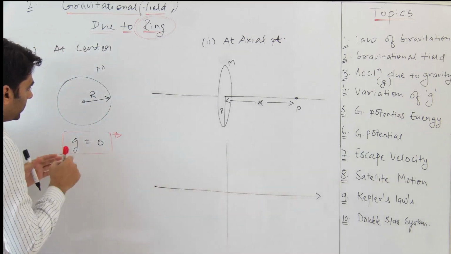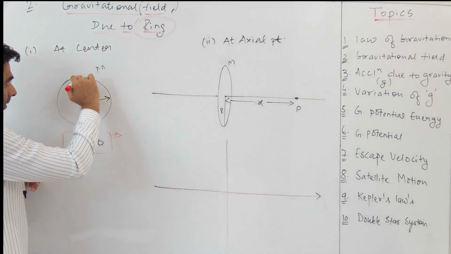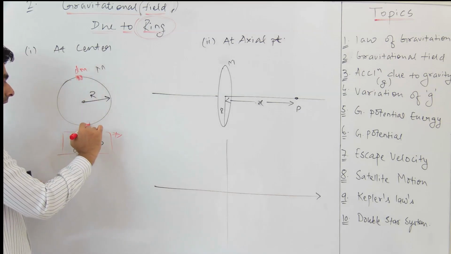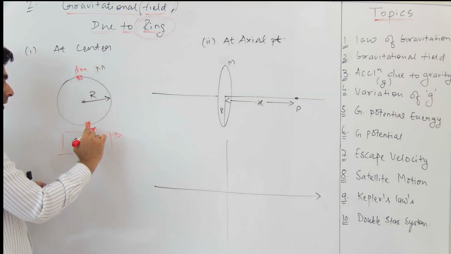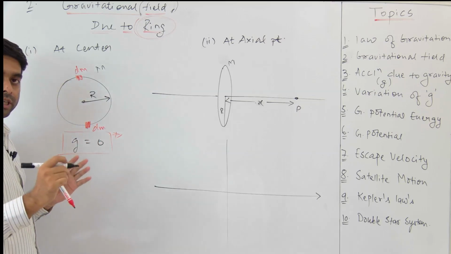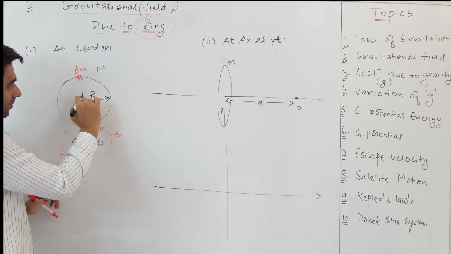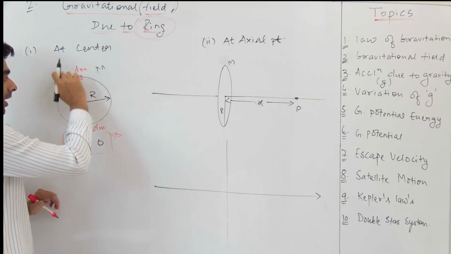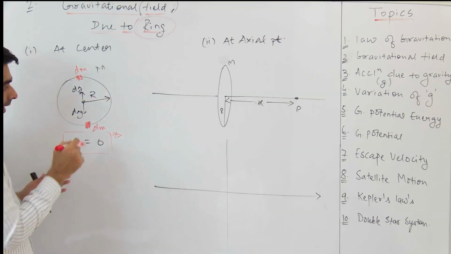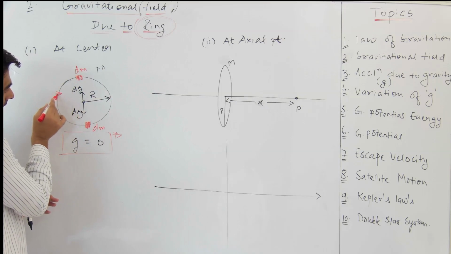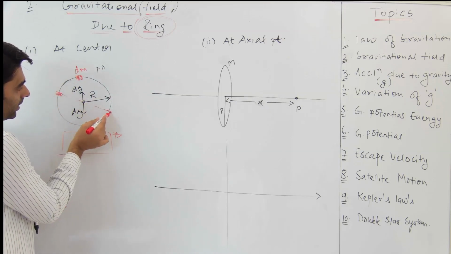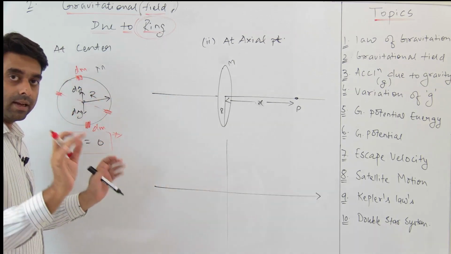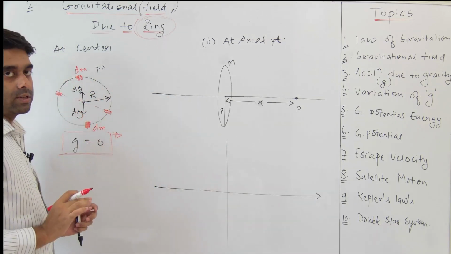So let's suppose you consider a small element over here of mass dm. At the opposite end of the diameter there will be another small element of mass dm. Due to each one of them the gravitational field will be towards the mass, so we can write dg and this is also dg. Like this, for each element there is another element present at the opposite end of the diameter, and therefore the net gravitational field at the center will cancel out and become equal to 0.